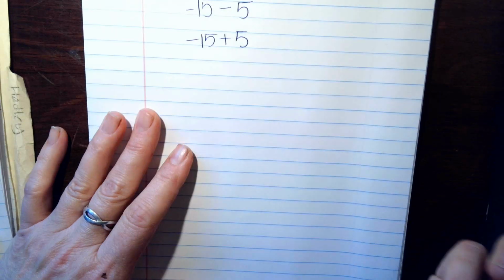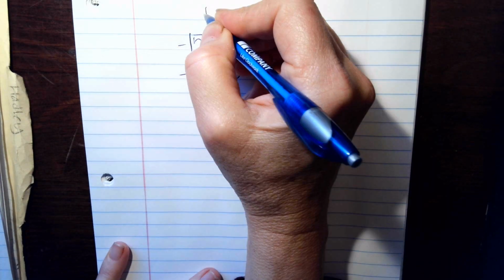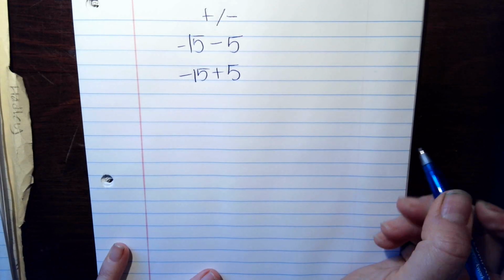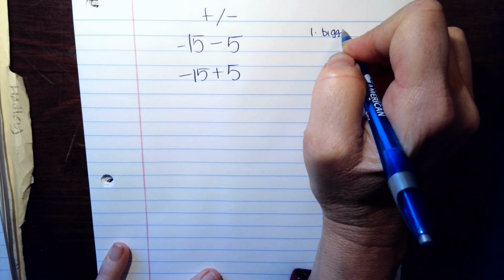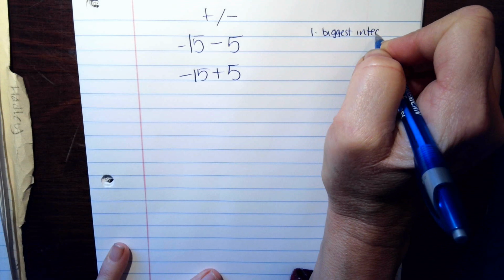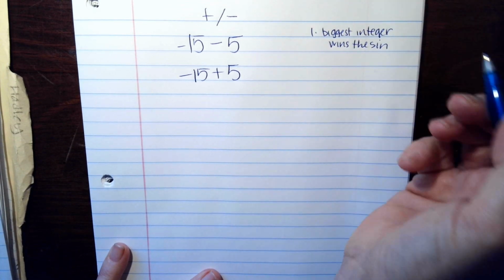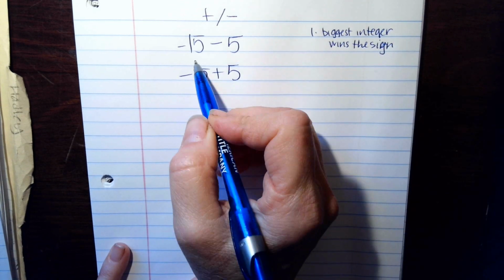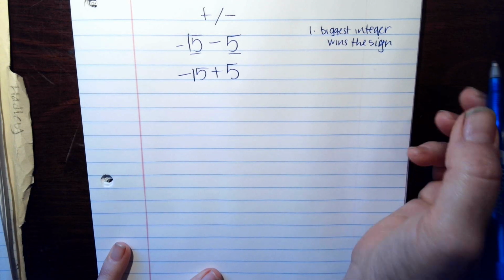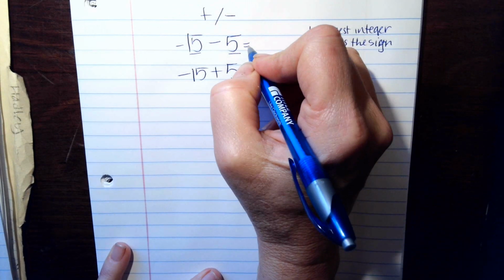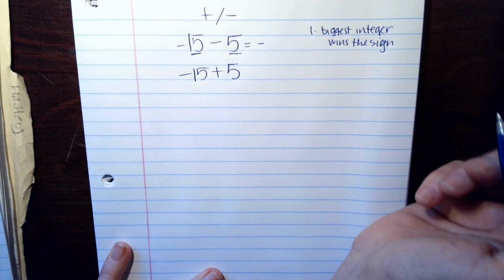So when you're doing, let's do negative 15 minus 5. Something that looks like this. This would be an addition or a subtraction, right? So in this case, we do number 1, biggest integer wins the sign. So what is the biggest integer here? 15 or 5? 15. So then the answer is going to be negative. We're only looking at the number. We're not looking at what comes before it for the first step.